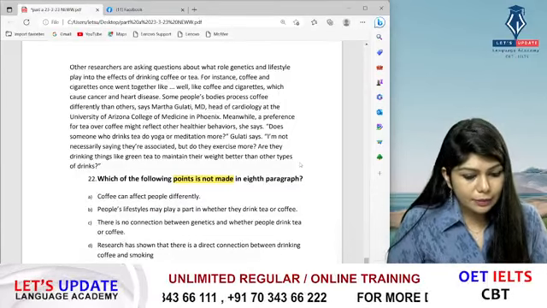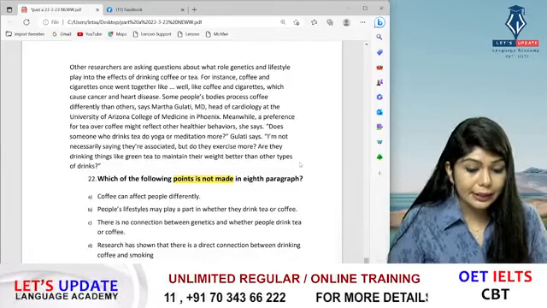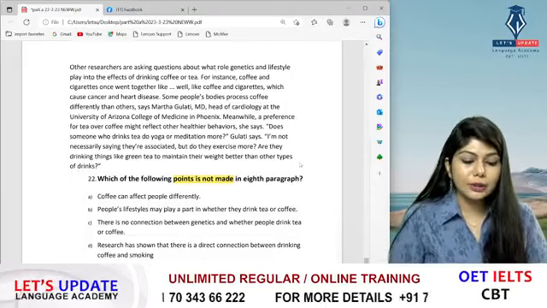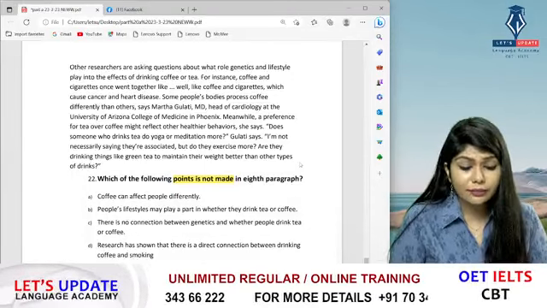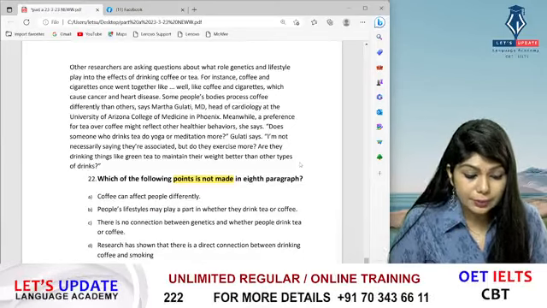But do they exercise more? Are they drinking things like green tea to maintain their weight better than other types of drinks? Okay, so that is what the paragraph was about. So moving towards the question, they are asking for a point that is not made in the eighth paragraph, and moving towards the options.